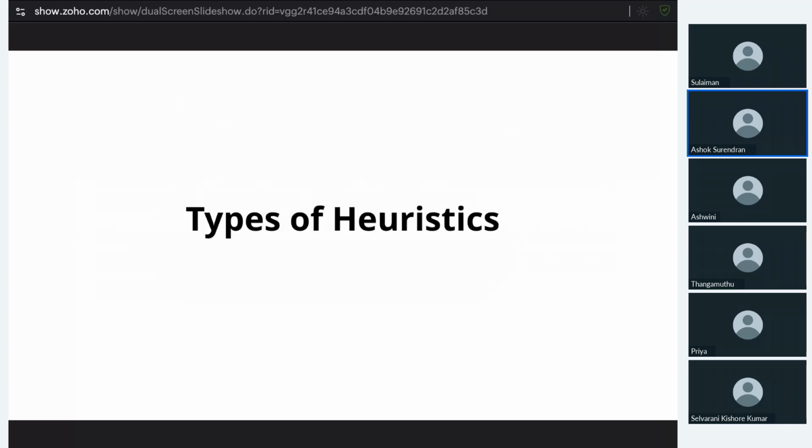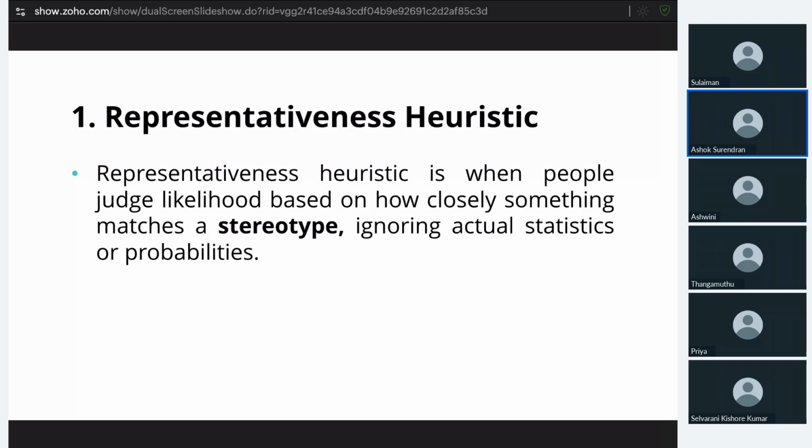So there are several types of heuristics involved in decision making. It is five types basically. First type is representativeness heuristics, which is like stereotype. Representative heuristic is when people judge likelihood based on how closely something matches a stereotype, including ignoring actual statistics or probabilities. So representative heuristics is basically a stereotype.